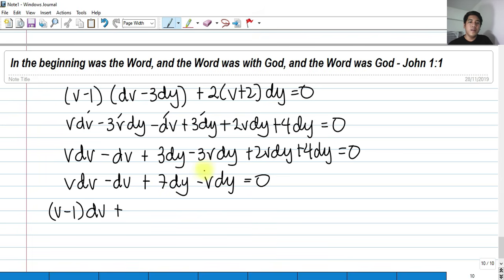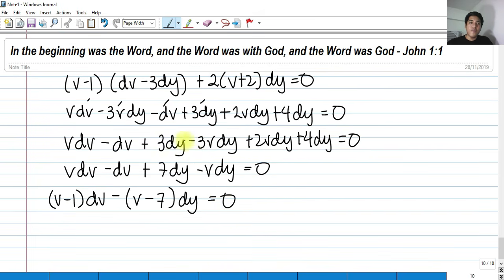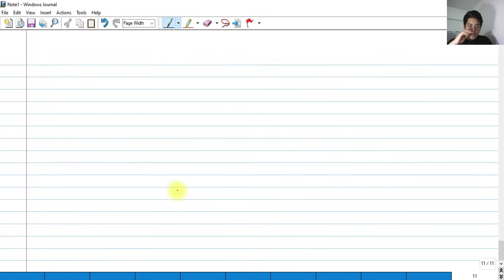Plus, or I can factor out the negative sign here so that I would be making this v a positive 1. So, if I'm going to factor that negative, I have v minus 7 dy equals 0. I'd only factor out the negative here so that the v, when we perform this, should be positive.